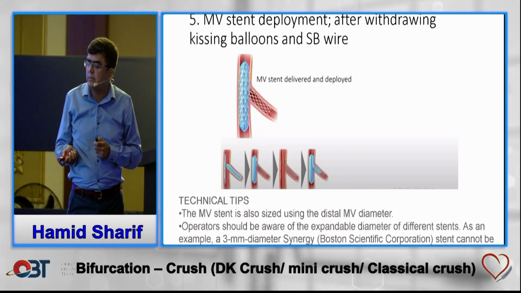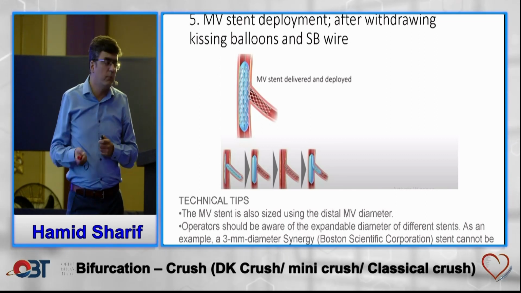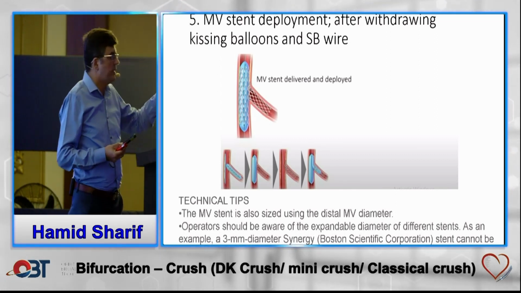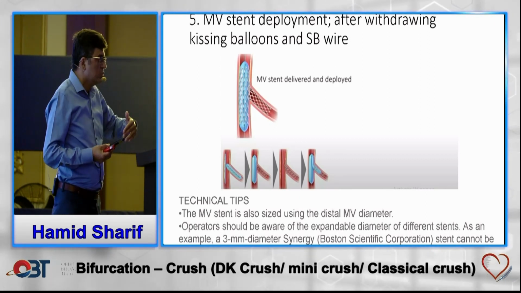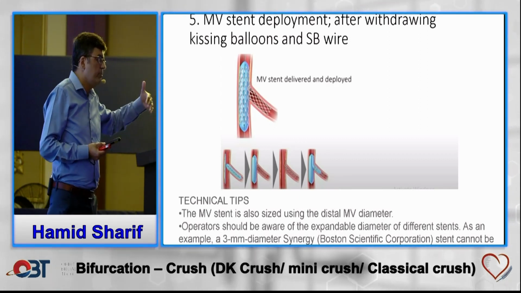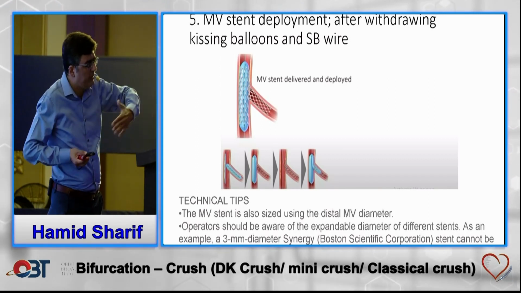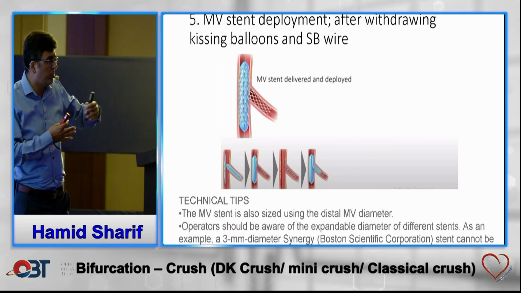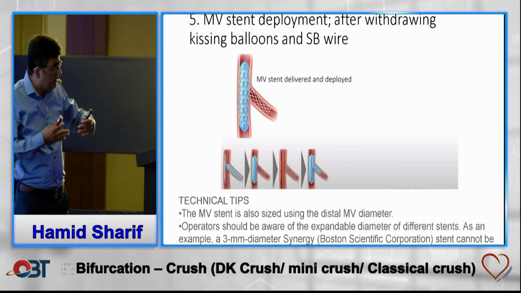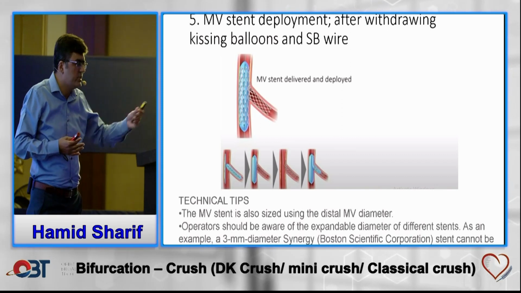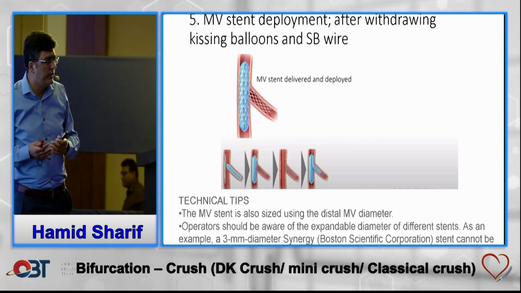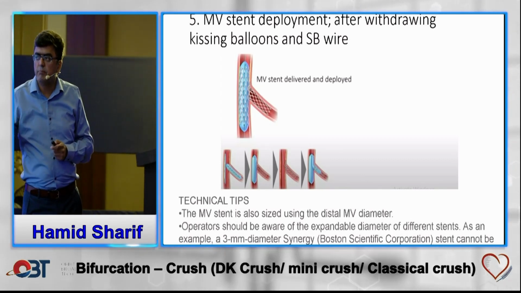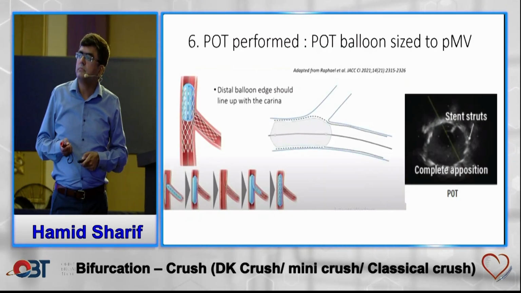As an example, a 3 millimeter Synergy stent cannot be dilated up to 4.5. This is very important when you're doing a left main bifurcation stenting because there is a mismatch between the left main and the LAD and the circumflex. So make sure if you're coming to the left main, we take a stent which can be expanded to a particular limit. For example, if you're taking a Synergy stent and the left main is 4.5 or 5, it cannot be dilated to that level. So you should have that knowledge in mind, what kind of stent you are taking and what are the expansile limits of each of the stents. So this step is important that we deploy the stent.